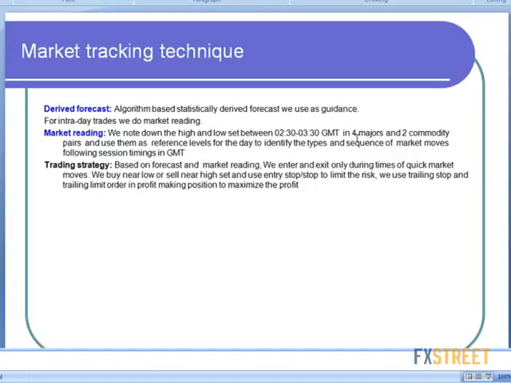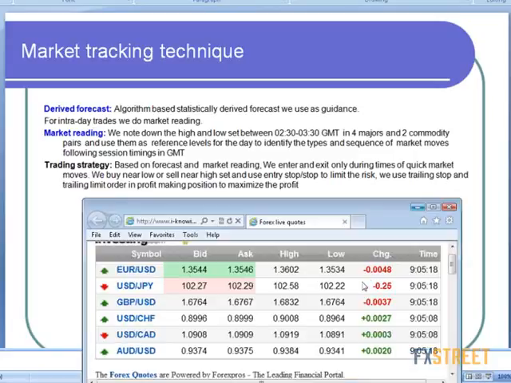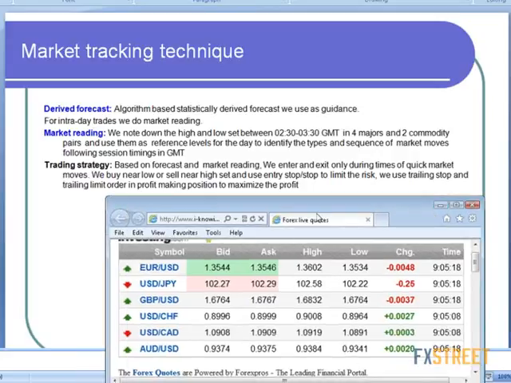Then market reading is this technique. We use it by noting down the initial lows and highs around 3:30 GMT in four majors and two commodity pairs, and use that as a reference level for the day. We try to find out, using the live market quote page, where exactly they are staying, whether near the high or near the low, or below the low or above the high. And from time to time, we relate it and find out what sort of moves they are making in the market.